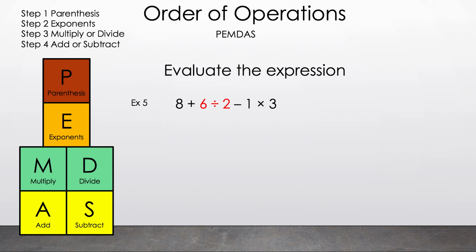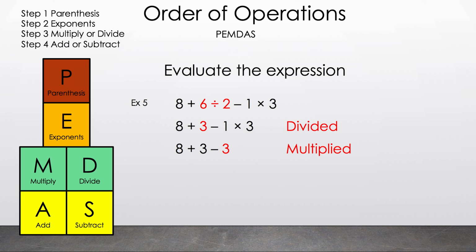So let's do 6 divided by 2, which is 3. And then now we're going to multiply 1 times 3, which is 3. And since we only have addition and subtraction left, we're going to read it from left to right. We have 8 plus 3, which is 11. And then 11 minus 3, which is 8. And that is your answer.